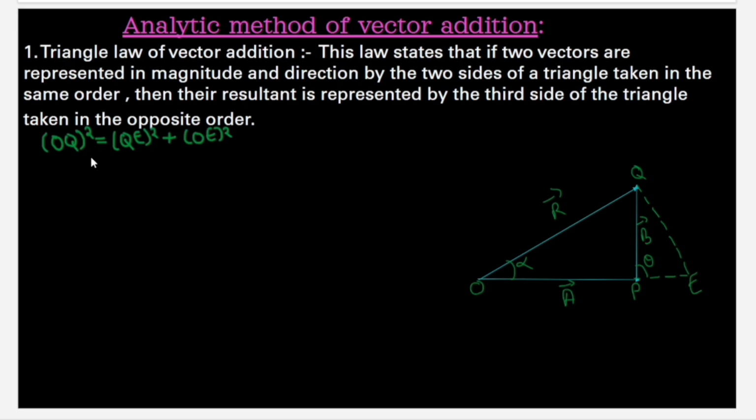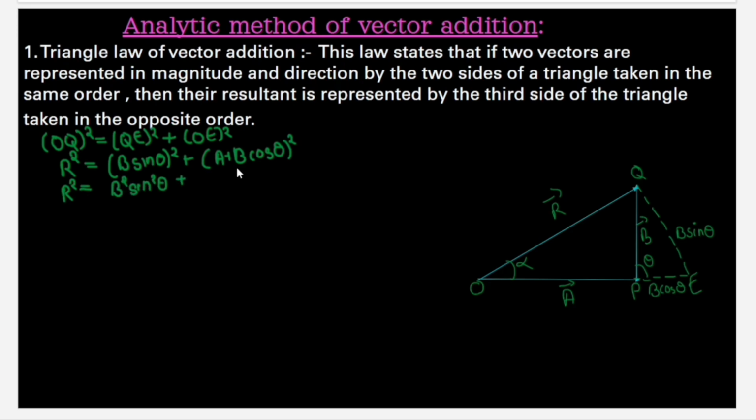OQ square is equal to QE square plus OE square, where OQ square is R square. We still have to find QE. Resolving the B vector on x-axis, we get B cos theta. Resolving on y-axis, we get B sin theta. Now QE whole square is B sin theta whole square, plus OE whole square is A plus B cos theta whole square. R square is equal to B sin theta whole square, which gives B square sin square theta, plus A plus B cos theta whole square.